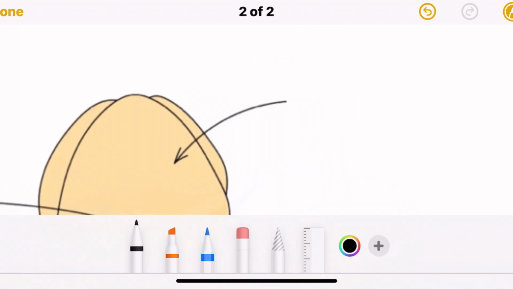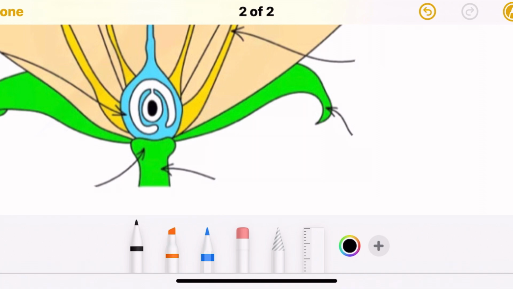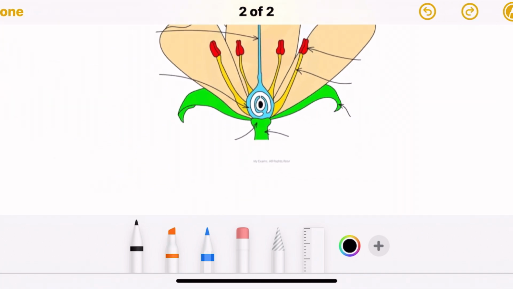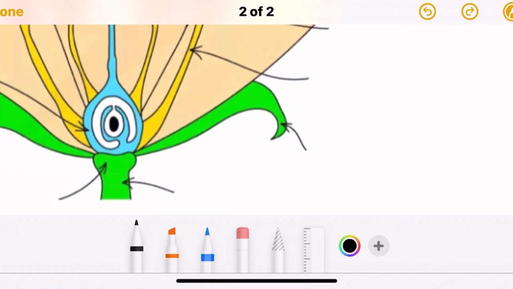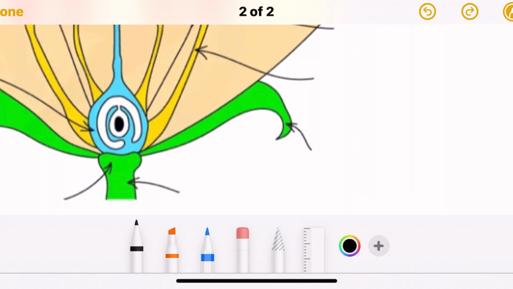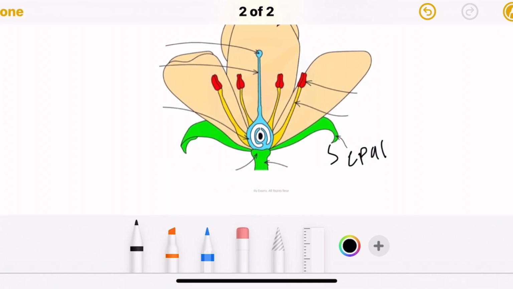Let me label it petal. What is this? Excellent. It's a sepal. If you told the correct answer, very good. And what does the sepal do? The sepal helps to protect the flower in its bud stage.